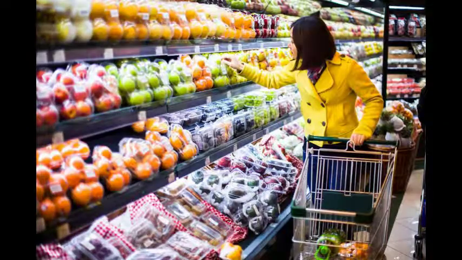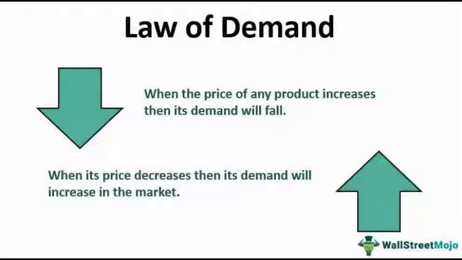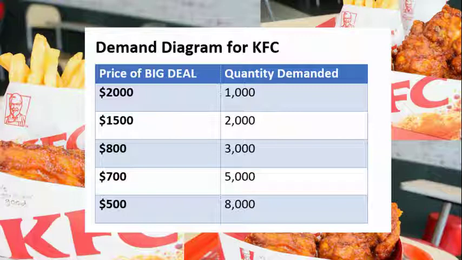Demand is an economic principle that describes consumer willingness to pay a price for a good or service. The law of demand states that there is an inverse relationship between price and quantity demanded. Example, if the price goes down for KFC, the quantity consumers buy will increase. This demand diagram illustrates this fact. As you can see, when the price of KFC's meal deal goes down, the quantity demanded by consumers goes up.